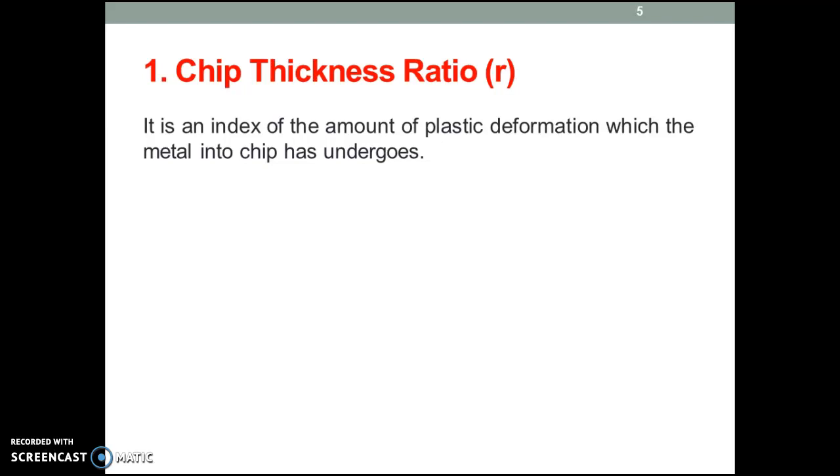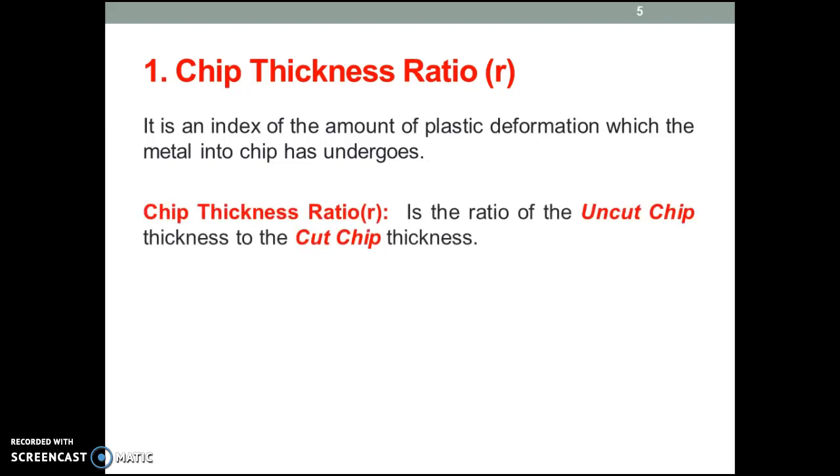It is denoted by R, and I have taken R. Some books have taken zeta; different books use different notation. So don't confuse it with the tool signature R, that is nose radius; here R is the chip thickness ratio. So what is chip thickness ratio? It's the ratio of the uncut chip thickness to the cut chip thickness. So the ratio between uncut chip thickness and cut chip thickness is called chip thickness ratio.